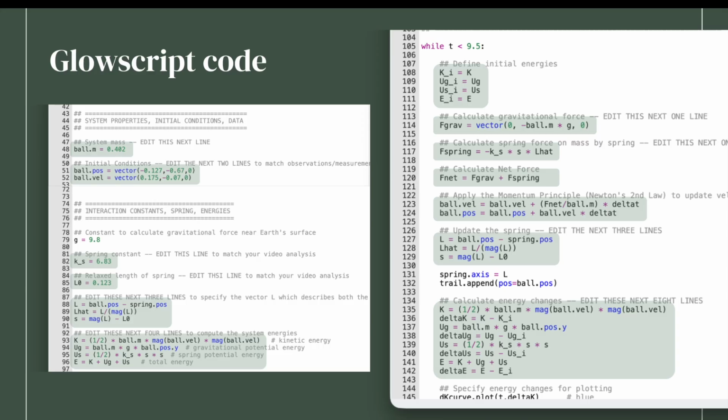In the calculation loop, I first set the initial values, which will be used in calculations later on. I then calculated the gravity and spring forces and combined those for the net force. I update the mass's velocity and position vectors with the velocity and position update formulas. I update the spring's length variables with the same equations as before. I also update the kinetic energy, the gravitational potential energy, the spring potential energy, and the total energy with their respective formulas, and calculate the difference between the new value and the initial value that was stored at the beginning of the loop.